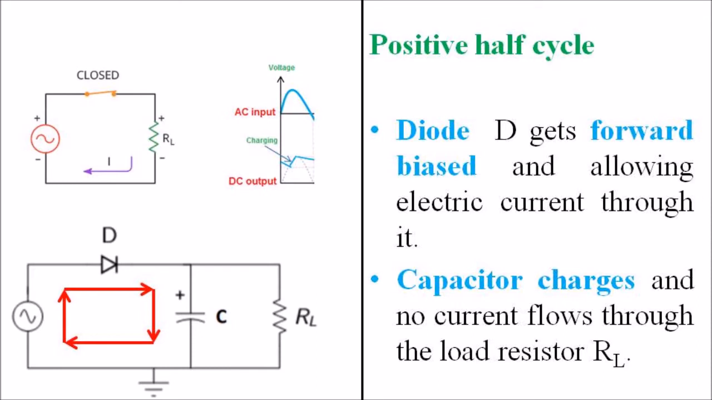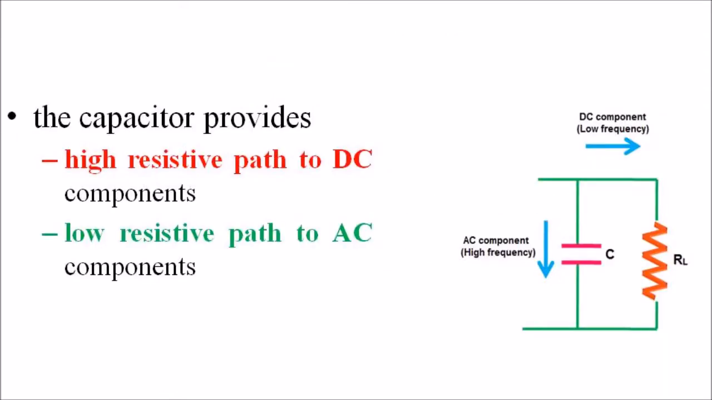As we already know, the capacitor provides a high resistive path to the DC component and a low resistive path to the AC component. Since the DC components are low frequency signals and the AC components are high frequency signals, the electric current always prefers to flow through a low resistance path. So when the electric current reaches the filter, the DC component experiences a high resistance from the capacitor and the AC component experiences a low resistance from the capacitor.